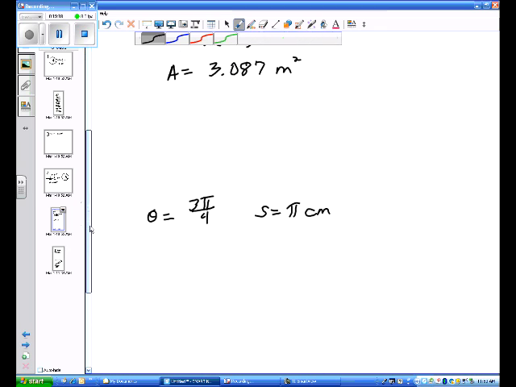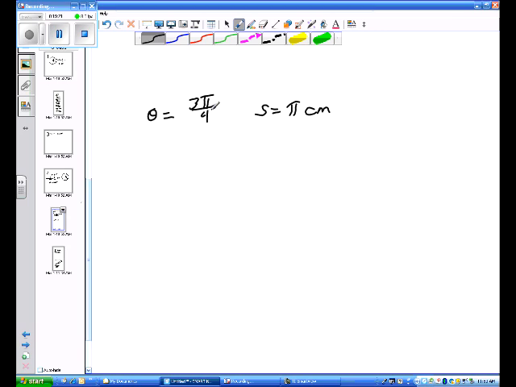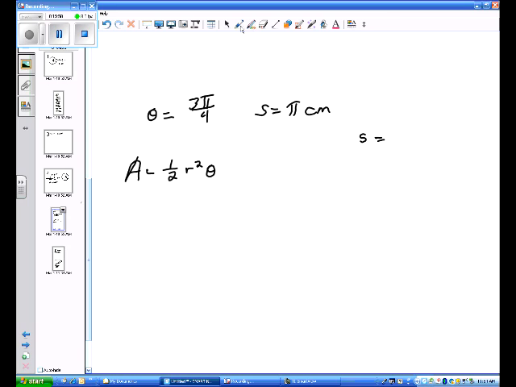Okay, let's look at another one. Let's say that our central angle was 3 pi over 4 radians, and we are given an arc length of pi centimeters. Now, our formula for area was 1/2 the radius squared times the central angle. But we're not being given the radius here. We're given the arc length. Well, if you remember our arc length formula, that was equal to our radius times our central angle. So our radius is equal to our arc length divided by theta. And we actually did that in some of our problems.